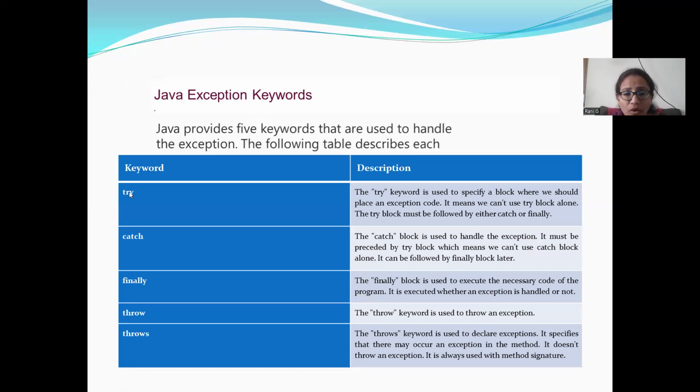The try block cannot be executed alone. It must be executed compulsorily with the catch block or finally block. So the try block cannot be executed alone. It must be followed with either a catch block or a finally block. So in the try block, we'll be keeping all the doubtful code.